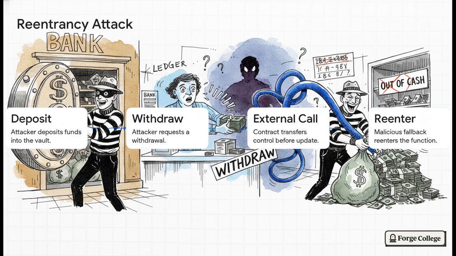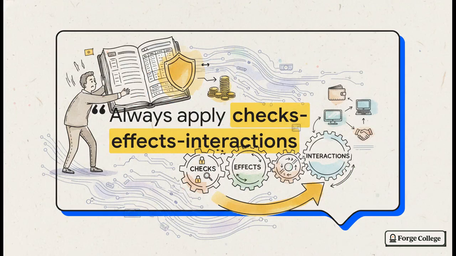It is a classic, devastating trap. So how do we fire that naive teller and fix the whole system? We rely on the absolute golden rule of smart contract architecture: checks, effects, interactions. Literally, say it with me in your head right now.